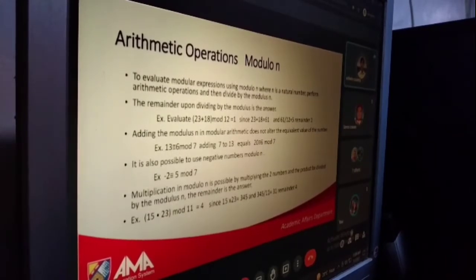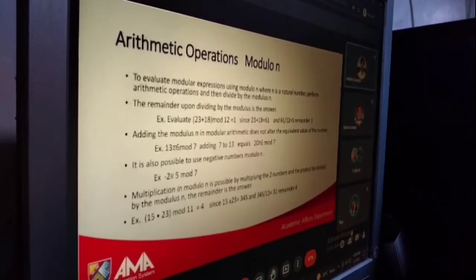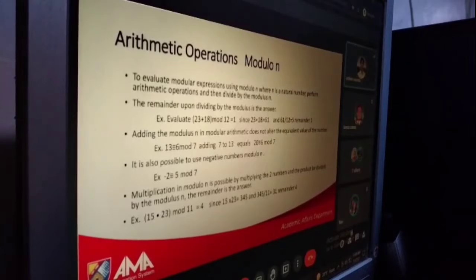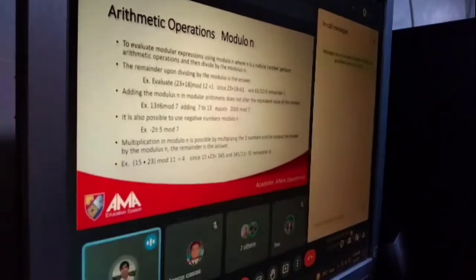So using the addition, if we are going to add daw, kaya nakalagay naman dyan, evaluate. Ang problem dyan, evaluate 23 plus 18 with the modulo of 12 is equal to 1. Paano i-evaluate yun? Actually, ang sagot dyan is equal to 1. 1 lang ang magiging sagot dyan kasi that will be the remainder. Ang tawag dyan, yung remainder of the modulo, which is 1. So, pagka kinompute nyo yan, 28 plus 18 is equal to 61. So, 61 divided by 12 daw is what? 5. 5 times 12 is 60. So, meron tayong magiging remainder na 1. Kaya, yung 1 ang lalabas na pinakasagot dyan.